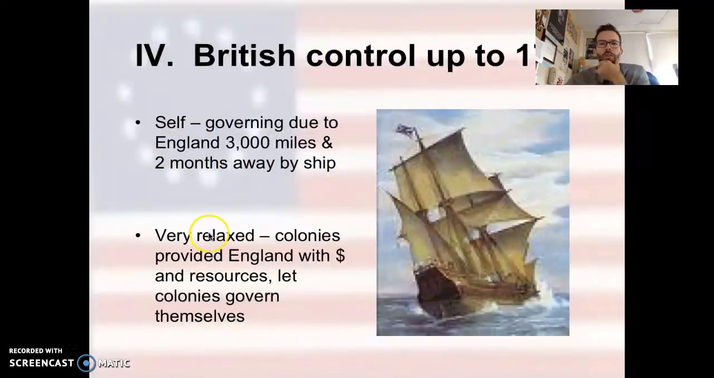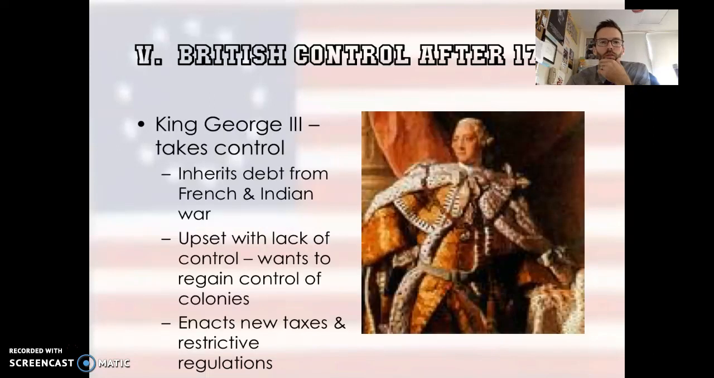So pretty much up to 1760, the colonies were pretty much left alone for the most part. They got to set up their own government. They're 3,000 miles away. It takes 2 months to get there by ship. And really the colonies are providing England with money and resources, but they're pretty much just left alone for the most part. This sense of independence is going to foster into the American independence movement and then the Revolutionary War. But up to 1760, they're pretty much left alone.